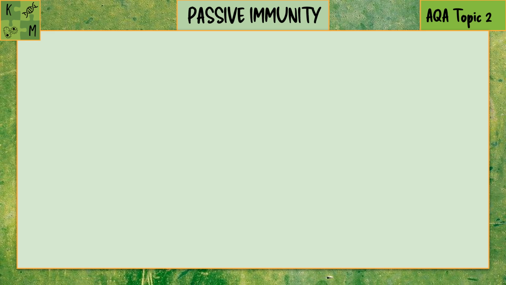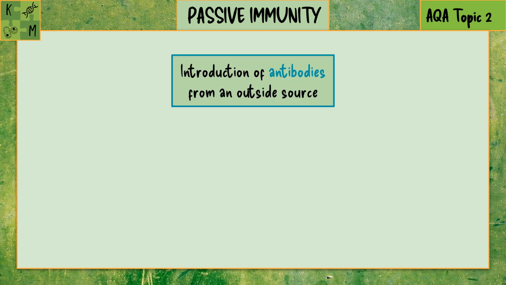Passive immunity works a little differently. In passive immunity, antibodies are introduced from an external source. There's no antigen or primary immune response. This can also be achieved by natural or artificial means.